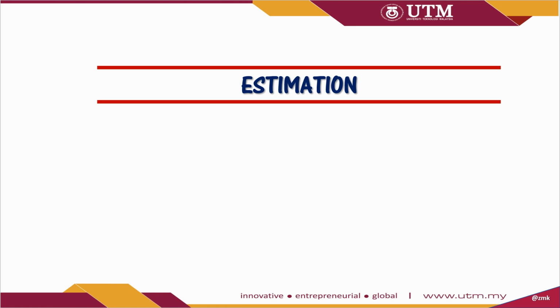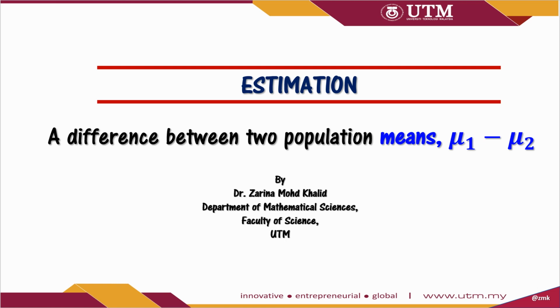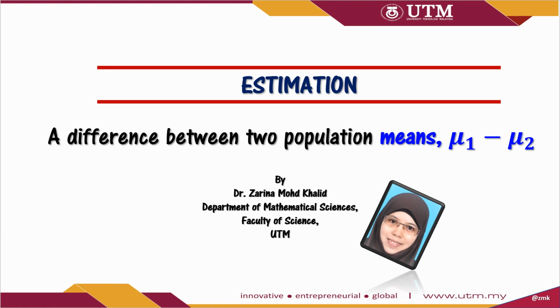In this session, we are going to explore the methods of estimating an unknown population parameter denoted by mu1 minus mu2, which is a difference in two population means. Let's go.